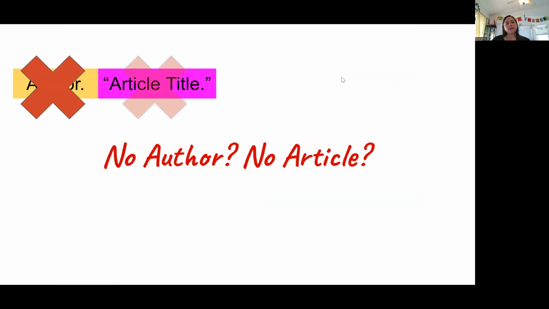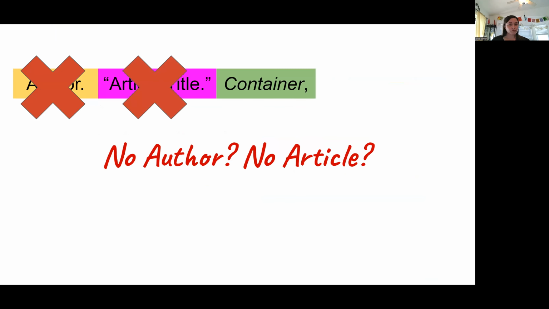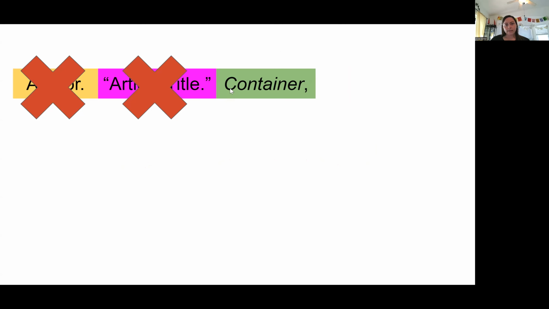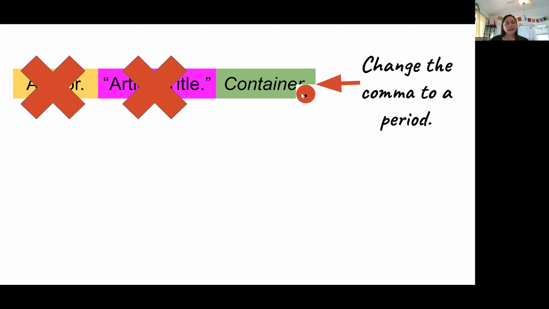But let's say you don't have an author or an article title. You can begin with the container as well. So you start with the container, you alphabetize by that first letter in the container, and you change that comma to a period. If you don't have an article title in your citation, that means that we need to move this period from here and put it here at the end of the container.